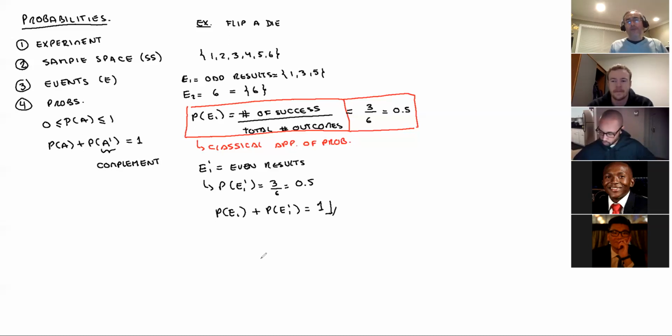Perfect. Now, what is interesting, guys, is this classical approach works very good when you know the total number of outcomes. Now, in real life, what is the total number of outcomes, for example, if I'm interested in analyzing the returns of IBM that are going to be larger than two? Very tricky, right? Because we don't know how many successes we have or how many total outcomes we have.